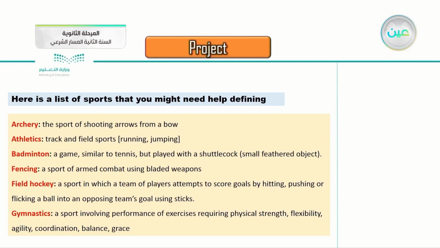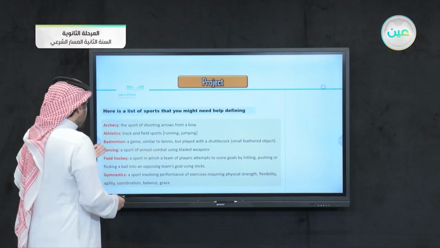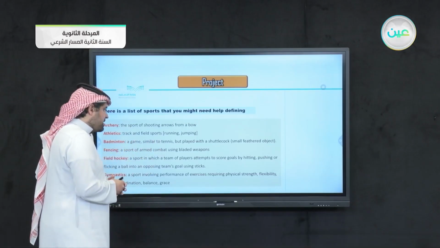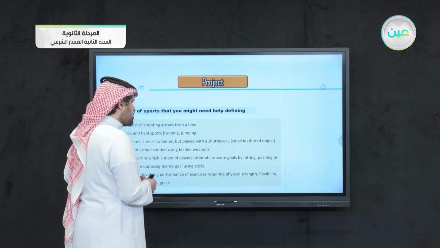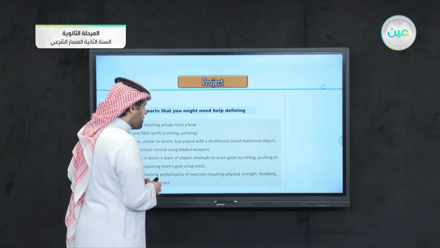Archery, the sport of shooting arrows from a bow. So you have a bow and an arrow, and you shoot the arrow from the bow. Athletics, track and field sports, which means running and jumping. Badminton, a game similar to tennis, but played with a shuttlecock, a small feathered object.